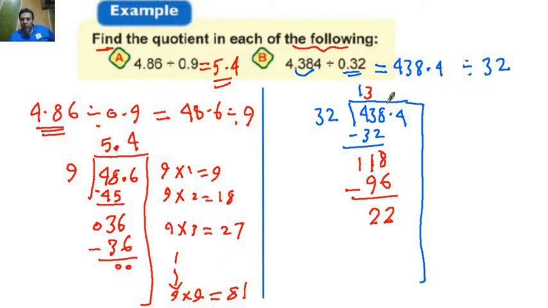Put the decimal point in the quotient first, then bring down 4. 224 divided by 32 equals 7. 7 times 32 equals 224, subtract, then the result equals 0. Then the result is 13.7.